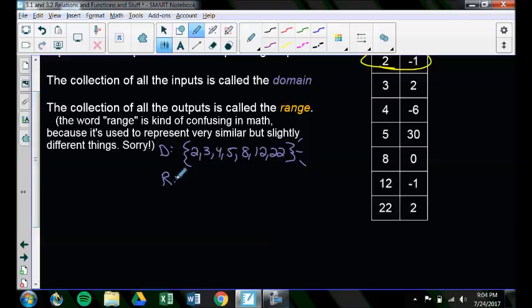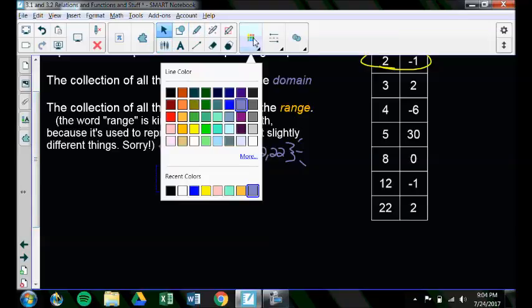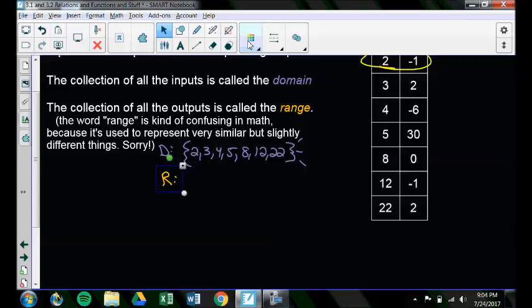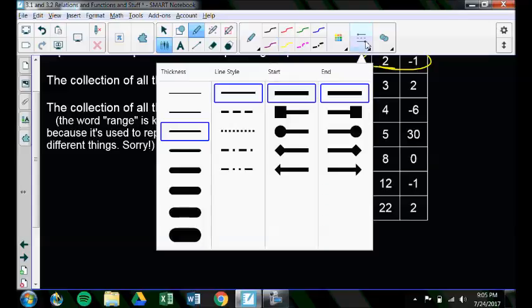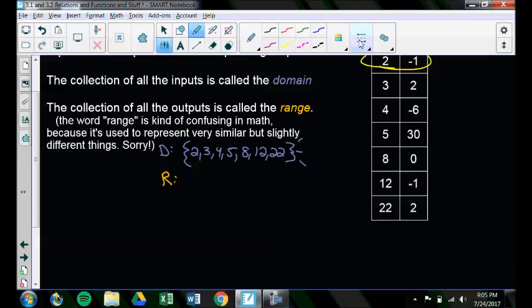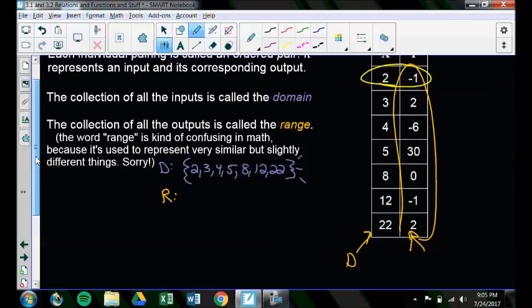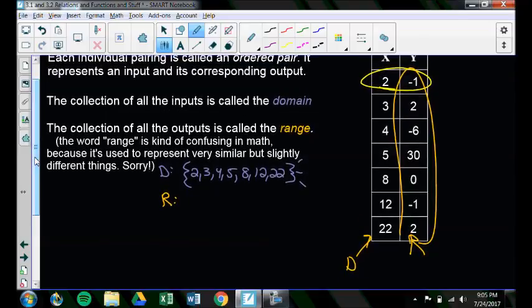The range, which I'll change to yellow because I wrote that in yellow. Kind of a bit of an off yellow here. I know your favorite part of these videos is watching me pick colors and pen sizes. The range is -1, 2, -6, 30, 0, 1, -2. Everything here in this column is the range. This was all the domain over here. I'm going to list this in numerical order from least to greatest. So it's going to go -6, -1, 0 to 30.